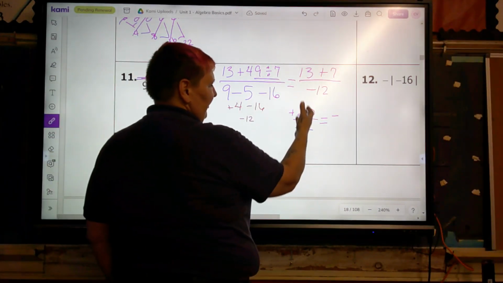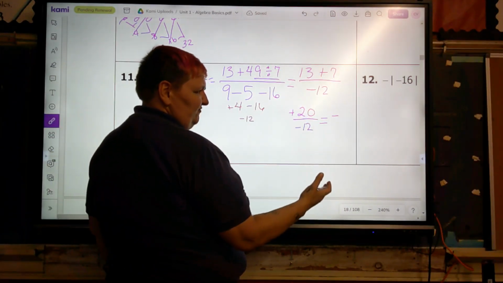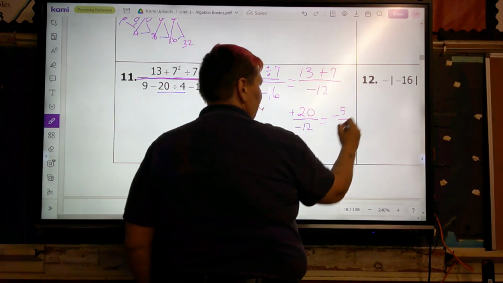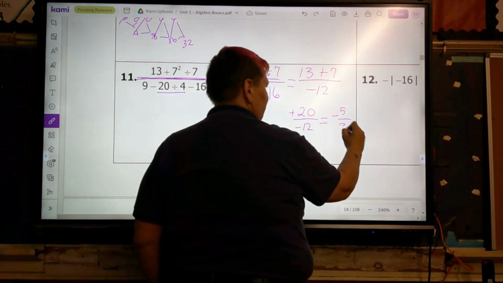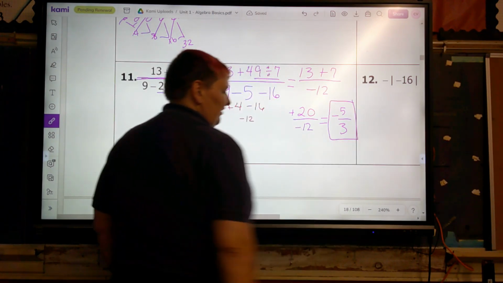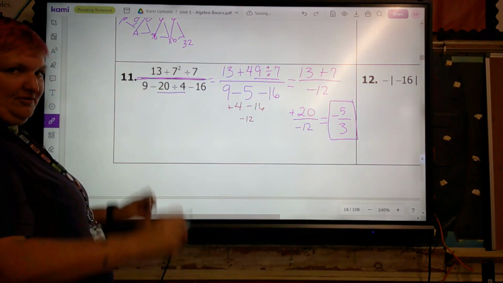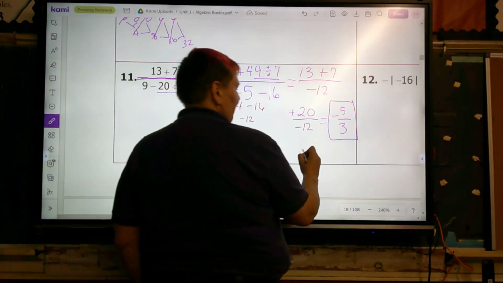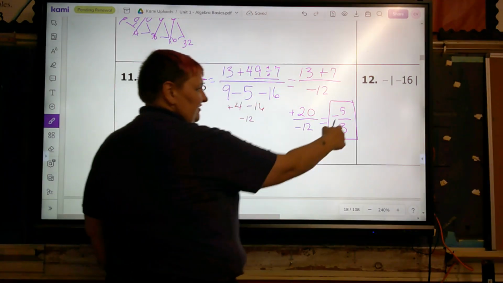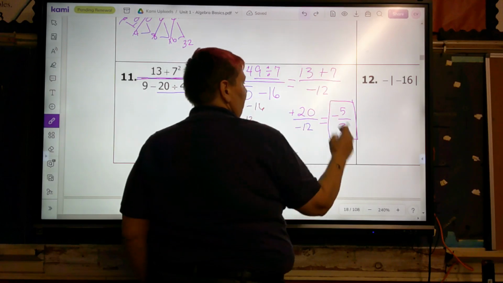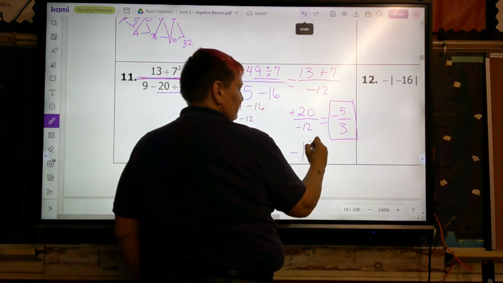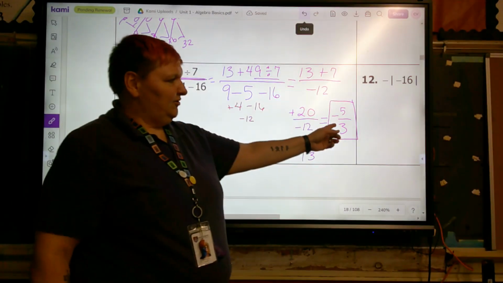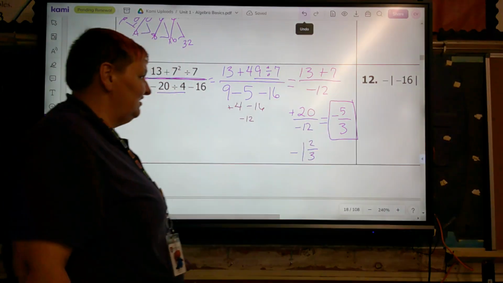Both of these can be divided by 4. The greatest common factor is 4. 20 divided by 4 is 5. 12 divided by 4 is 3. And I am completely okay with you leaving it as an improper fraction. But if you really, really need to change it back to a mixed number, right, it's still going to be negative. 3 goes into 5 once with 2 left over. I will also accept that answer, even though I'm completely okay with you stopping here.